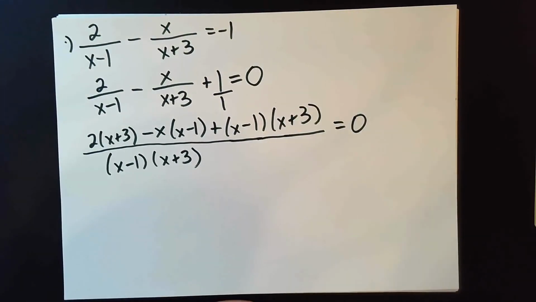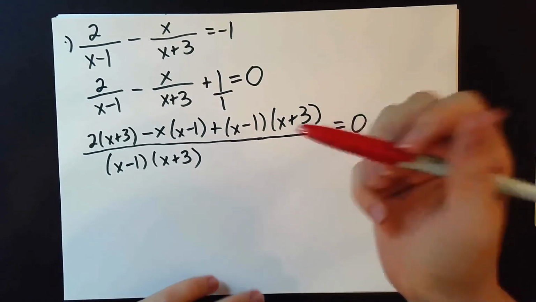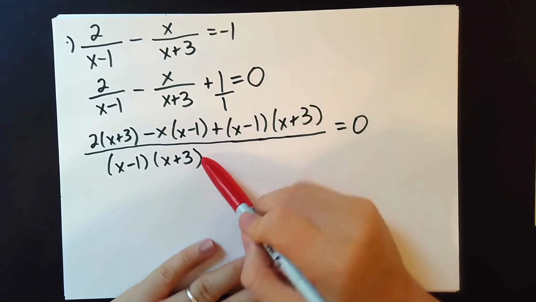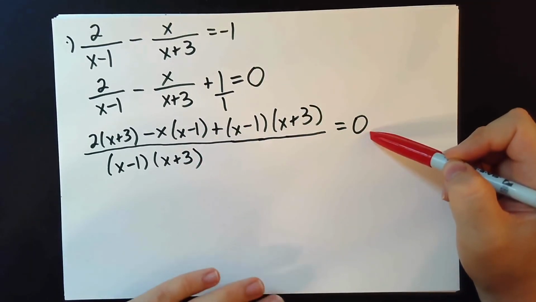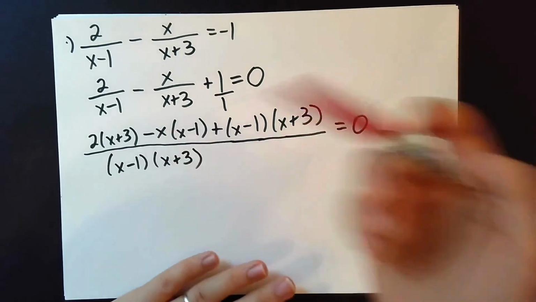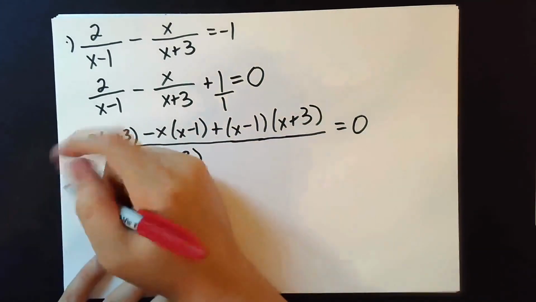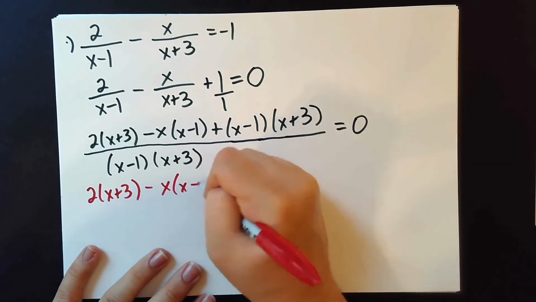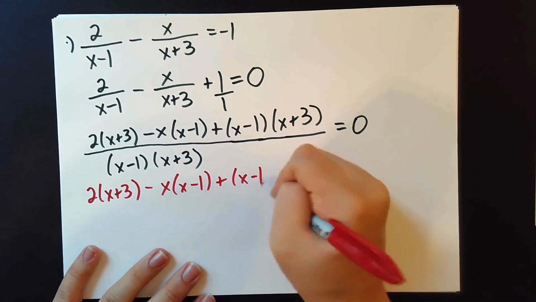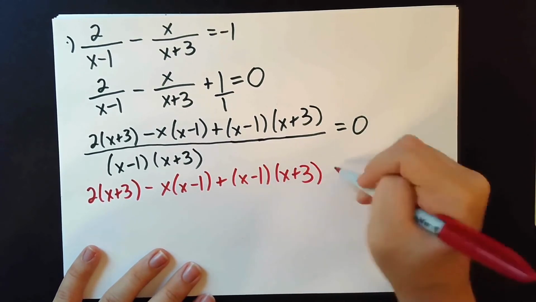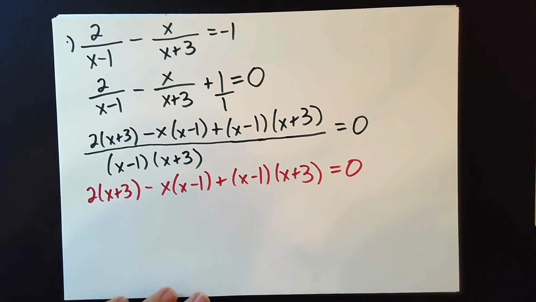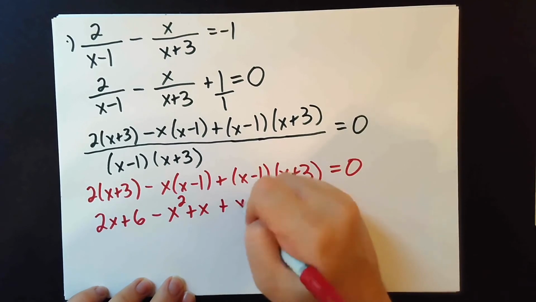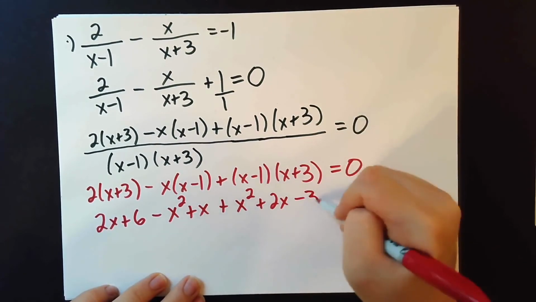This looks kind of messy, and it is kind of messy, but I've at least reached my point where I have a fraction, it's a single fraction, it's a messy fraction, but it's a single fraction, equal to 0, which means I can just discard the denominator here. So I'll just have 2 times x plus 3 minus x times x minus 1 plus x minus 1 times x plus 3 equal to 0. And now I just have to simplify this, and then I will get to what my value of x is supposed to be.